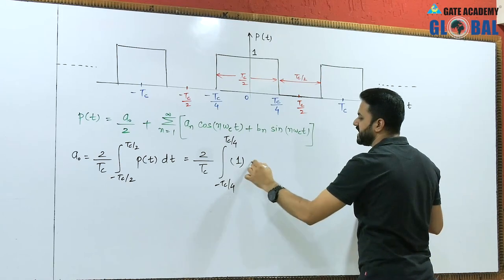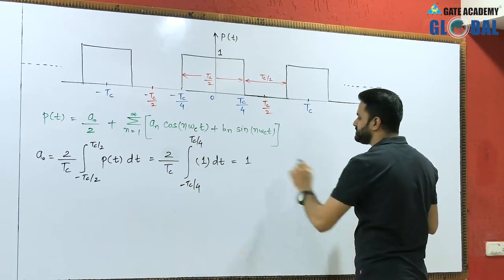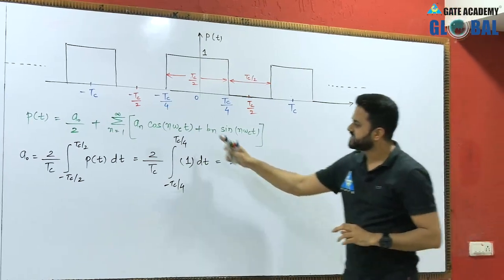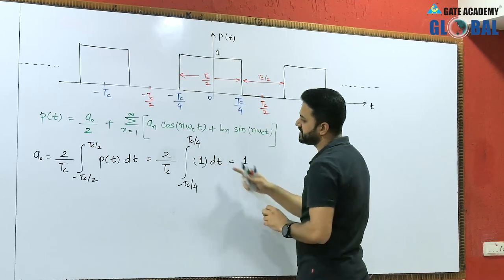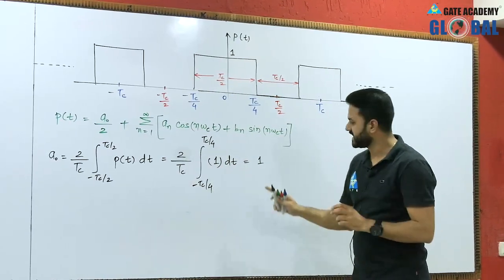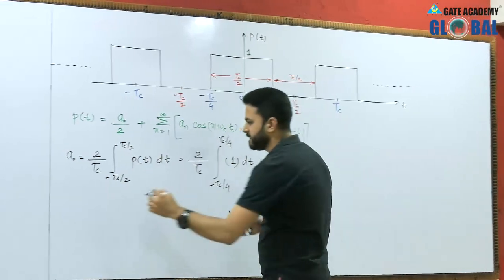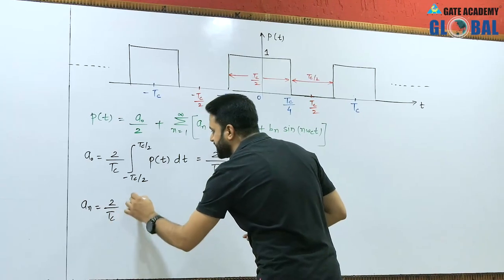So this is 1 and dt, and if we solve this, we get 1, because this shows the area under the pulse. So the area under this pulse is nothing but Tc by 2. This Tc by 2 and 2 by Tc will get cancelled, and we get 1. And now we will calculate the value of an, which is 2 upon Tc.